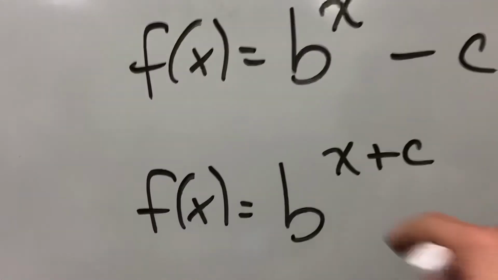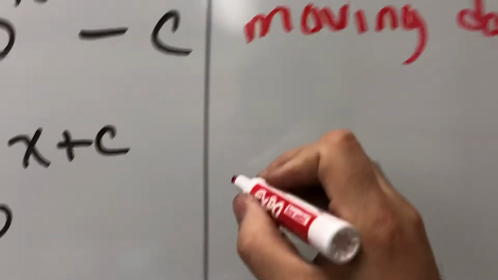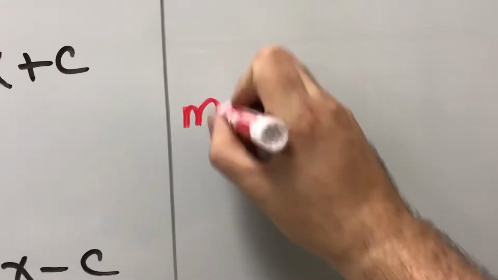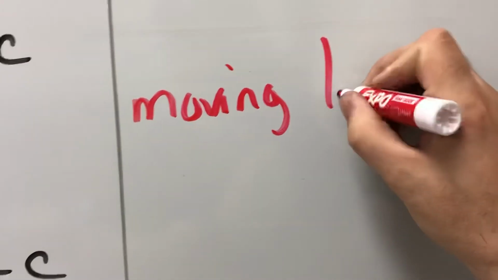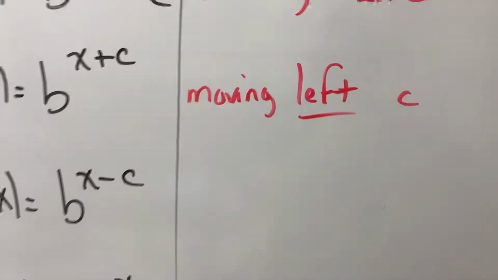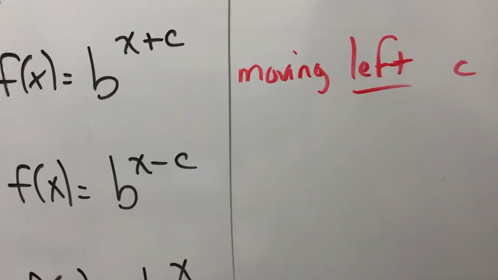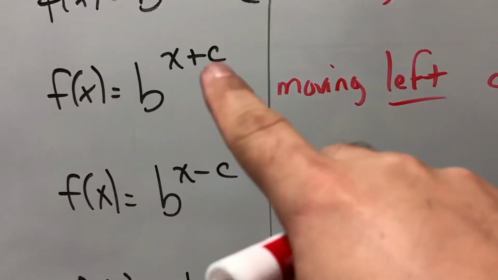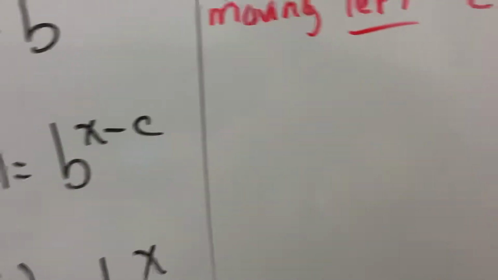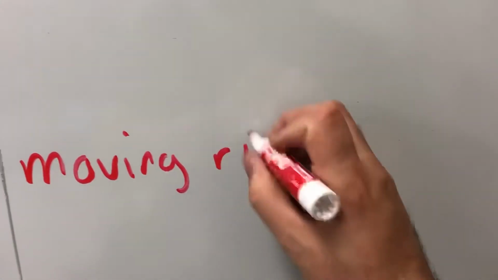If you add a number directly to the x, it actually changes the graph by moving left C. And because this video has already taken longer than I wanted it to, I'll just tell you what the other one does, but you could probably figure it out. If adding a number up there moves it to the left, then subtracting a number moves it to the right. So moving to the right, C.